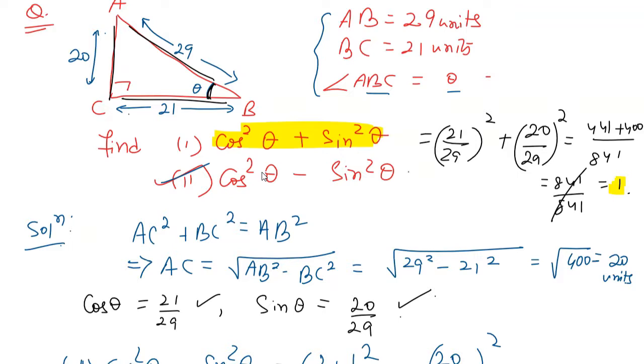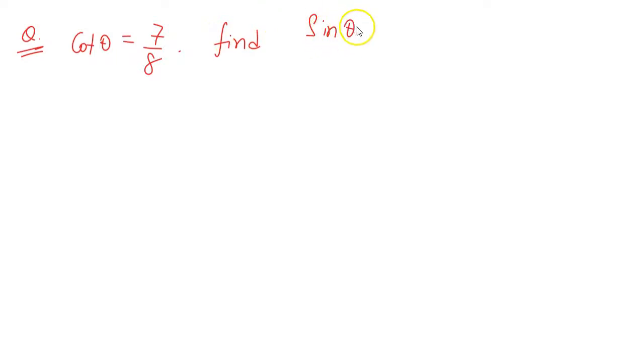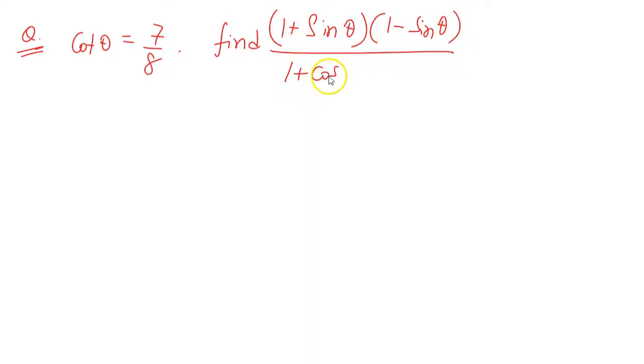Okay, let us do one more question to have a good grip on this unit. Let us say that we are given cot theta as 7 by 8. You have to evaluate 1 plus sin theta into 1 minus sin theta divided by 1 plus cos theta into 1 minus cos theta, right? So guys, just understand this question, it's not typical.